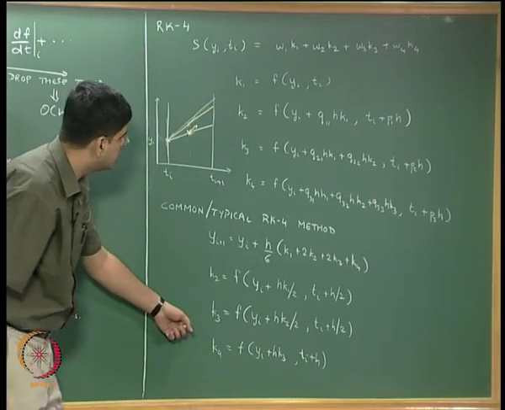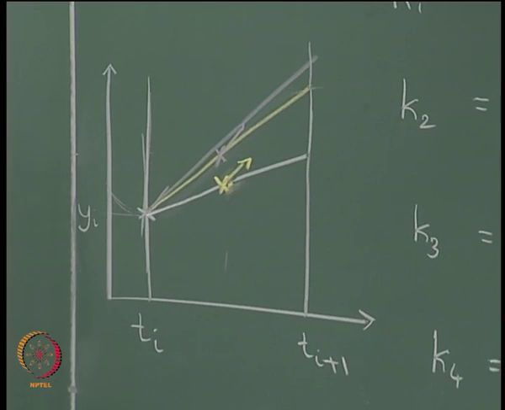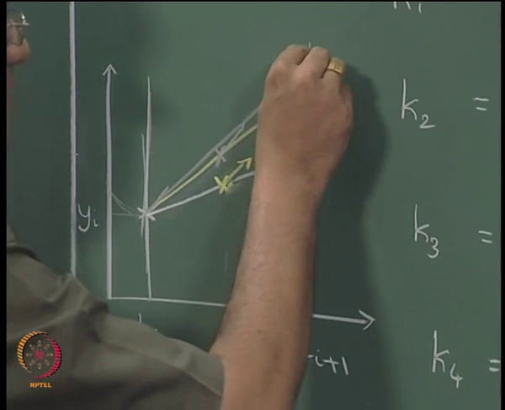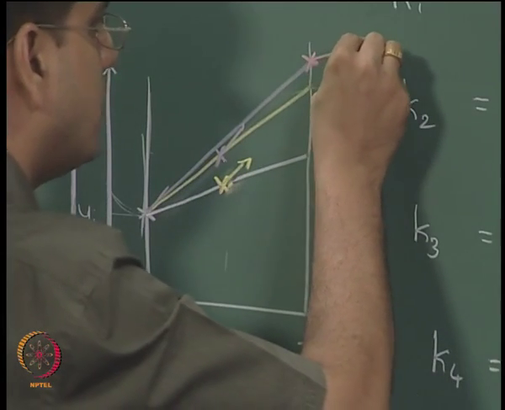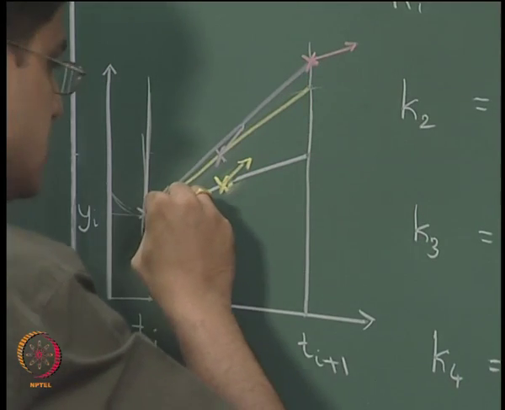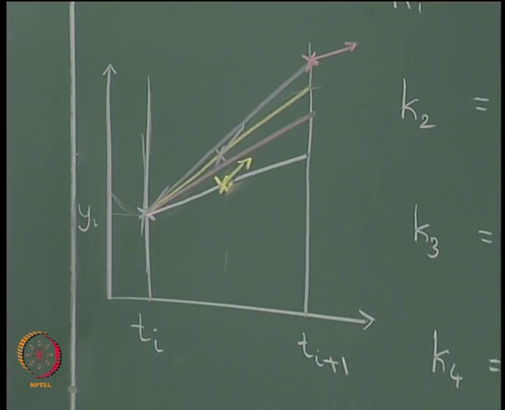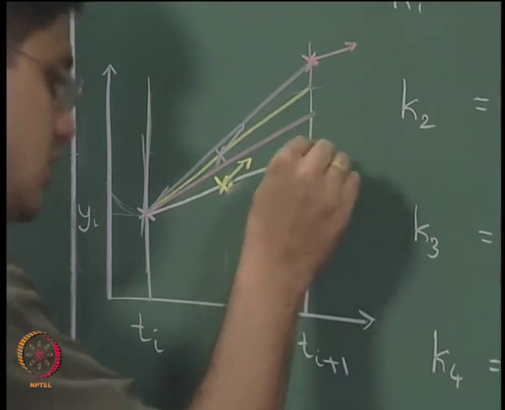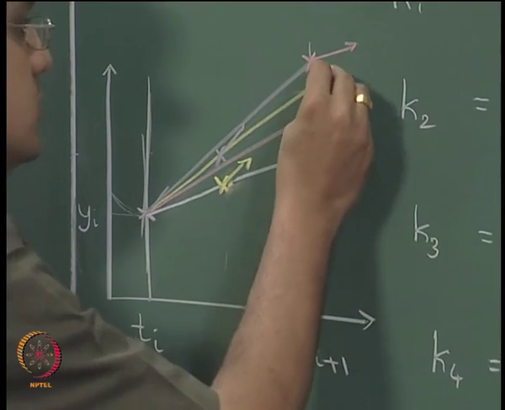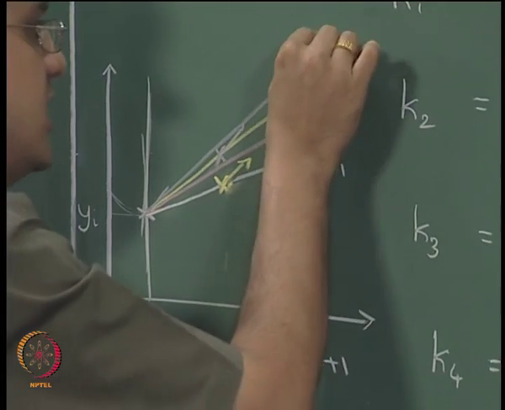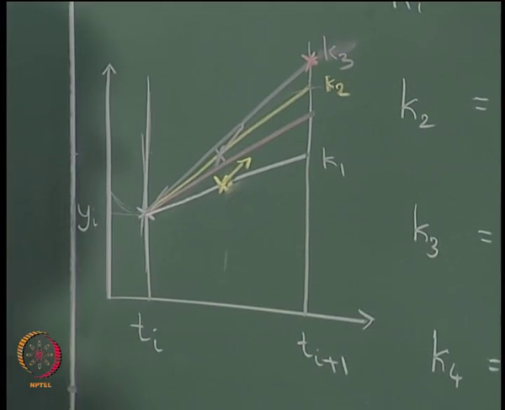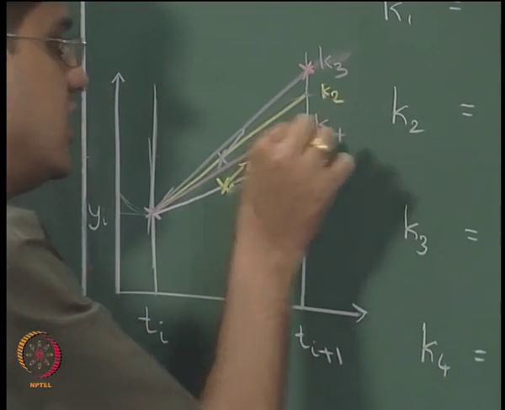Okay, and K4 is then computed at the final point, and that I am going to show with a pink color. So K4 is going to be computed at this particular point, and let us say that the slope at that point is over here, and so that red line is going to be the fourth slope. Okay. So the white line represents the slope K1, yellow line represents the slope K2, the purple line represents the slope K3, and the red line represents the slope K4.